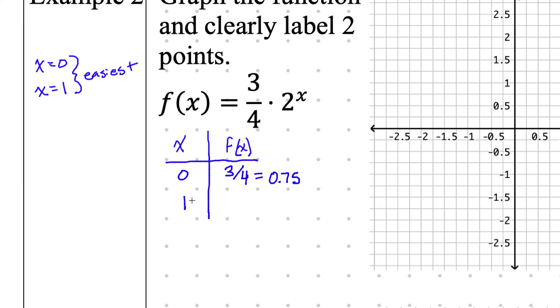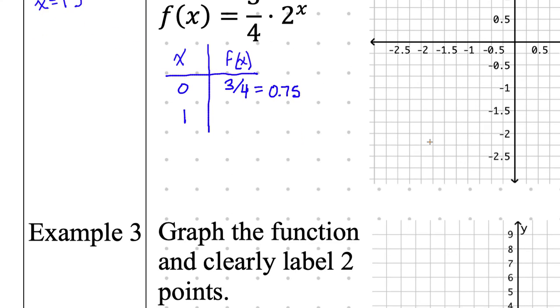And what happens when I plug in 1? Well, that means it's going to be a 1 right here. 2 to the power of 1 is just 2, so this whole thing here is just 2. How do I do 2 times 3/4? Okay, let's do some scratch work off to the side.